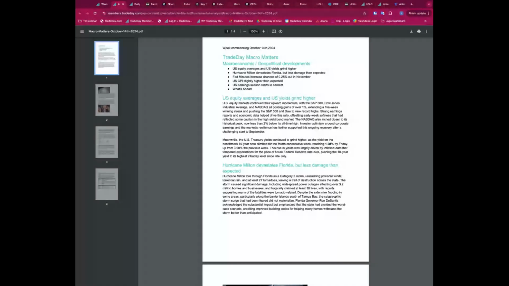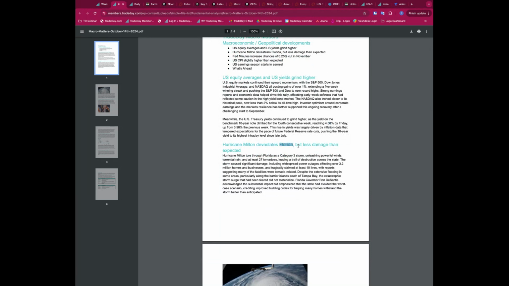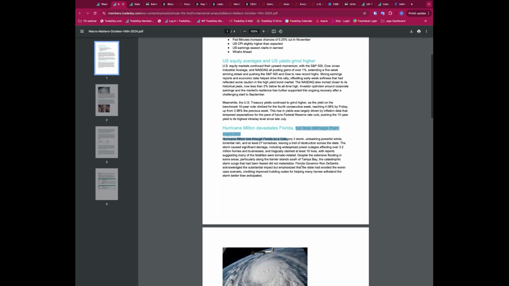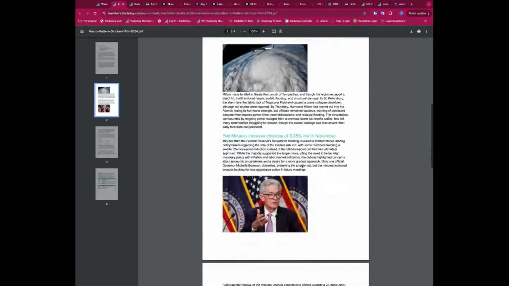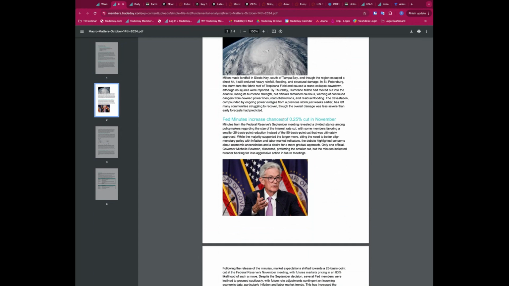So yields continue to grind higher, and usually higher yields are deemed a negative, a potential negative, particularly for growth stocks, with higher long-term interest rates. However, the equity markets are obviously holding up particularly well. Yes, Hurricane Milton was devastating, but there was actually less damage than potentially expected. So it's not a positive, we can't obviously take it as a positive, but it's a kind of net positive in that the expectation was for something far worse. So not having a significant negative impact on financial markets due to being less damaging than expected.